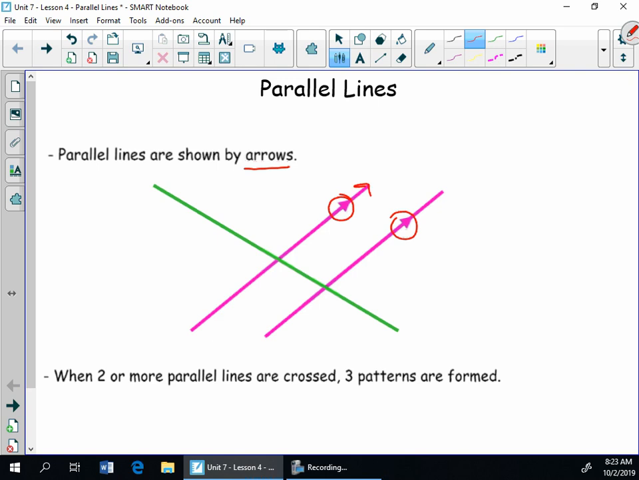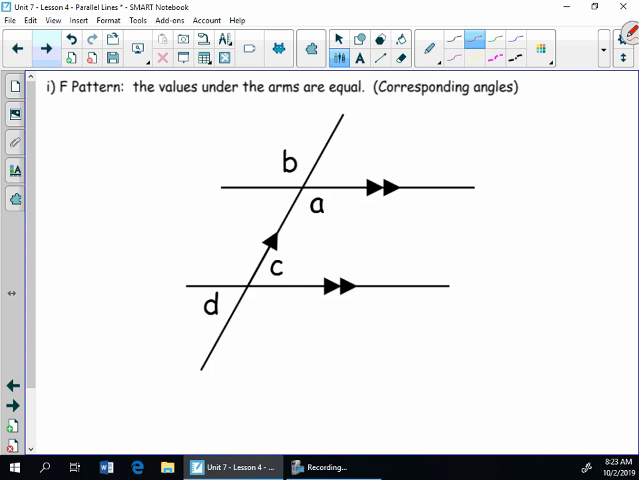Sometimes we'll put the arrows on the ends. Sometimes they'll be in the middle. Sometimes you'll see two arrows to say these two lines are parallel to each other, as opposed to a second pair of lines. And when these two parallel lines are crossed, three important patterns are formed. We're going to look at those patterns today. So pattern number one is called the F pattern.